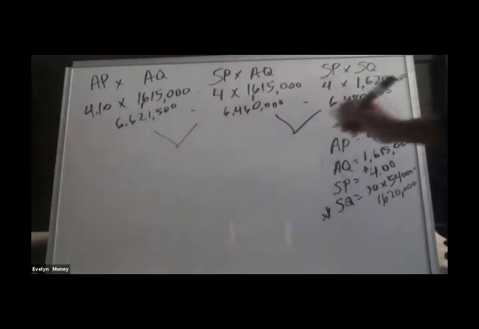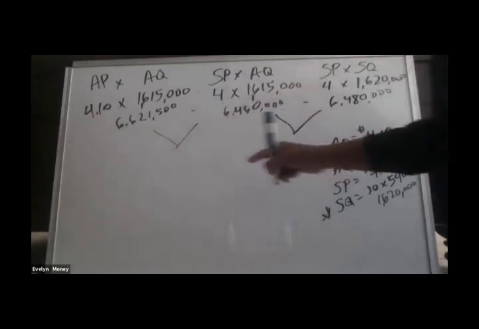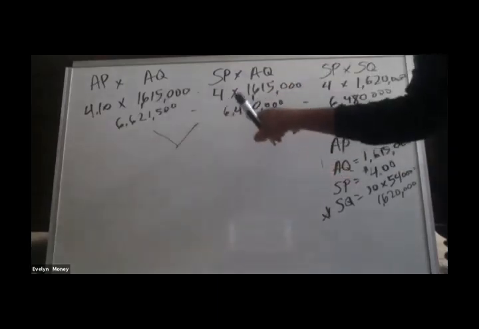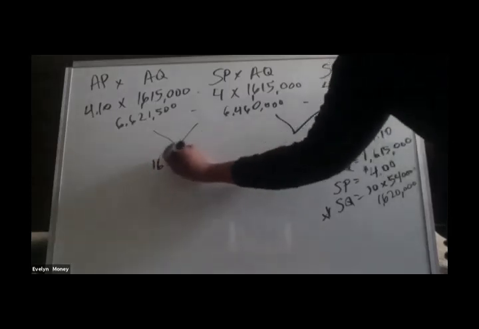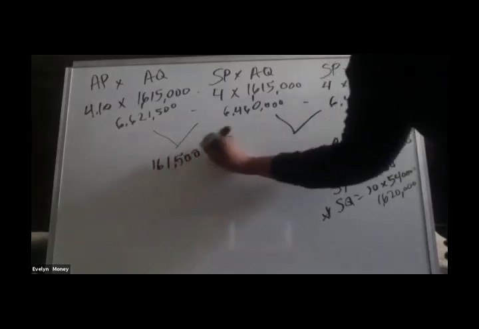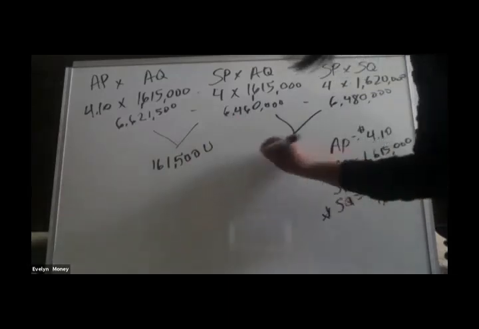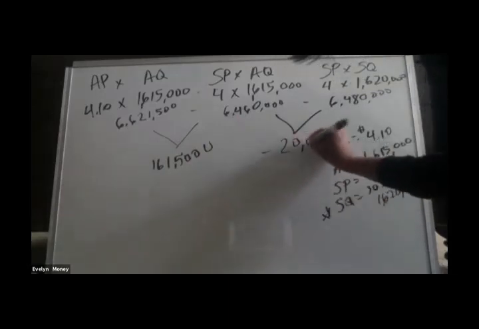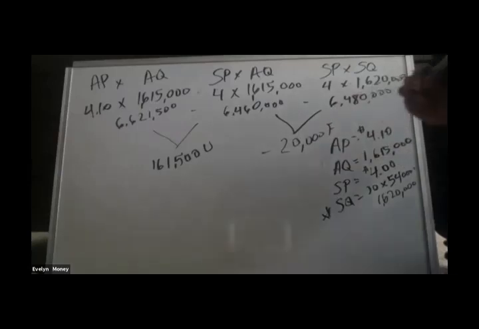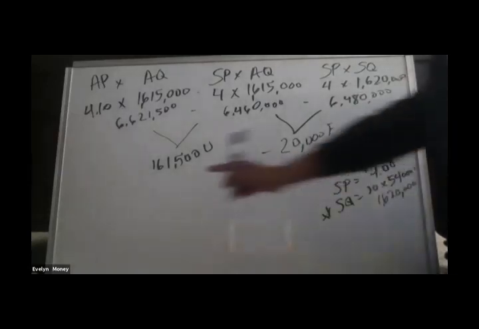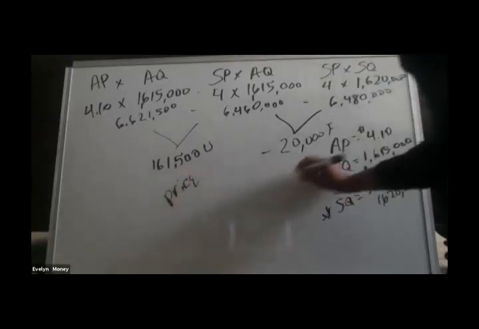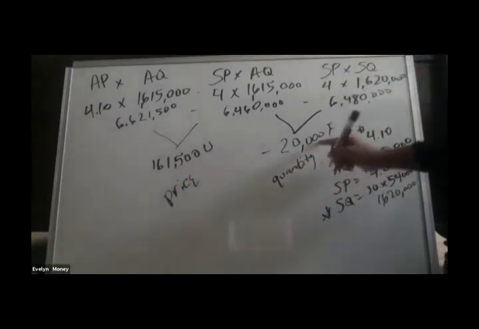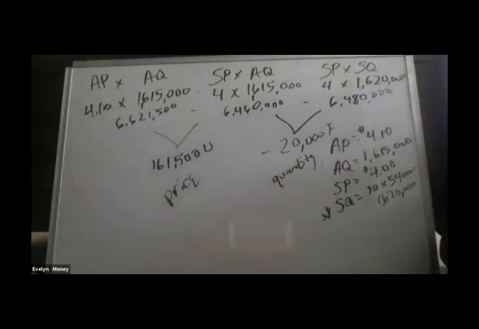Remember, you don't have to put the minus here. Sometimes it's helpful: this minus this, and then this number minus this number, so that we can take our positives and negatives as they are. Here I get a positive number. It is unfavorable. And here I get a negative number because this is favorable. So the 161,500 is my price, and the 20,000 is my quantity.